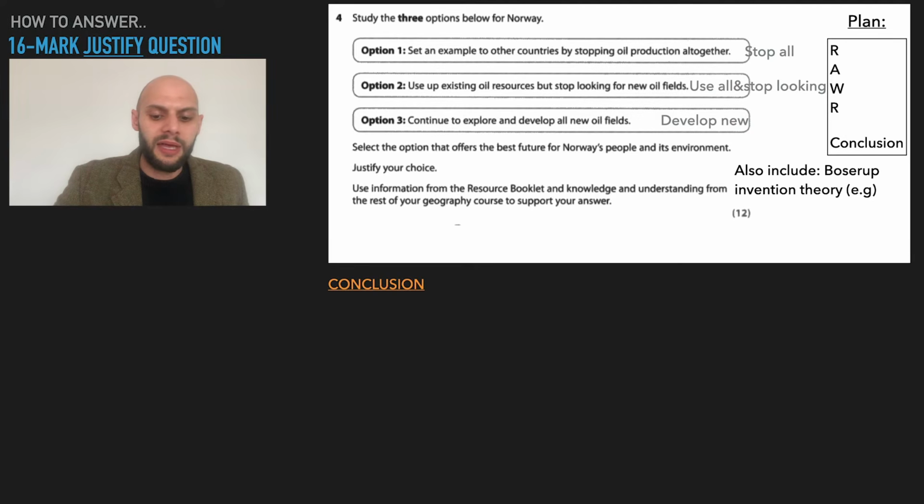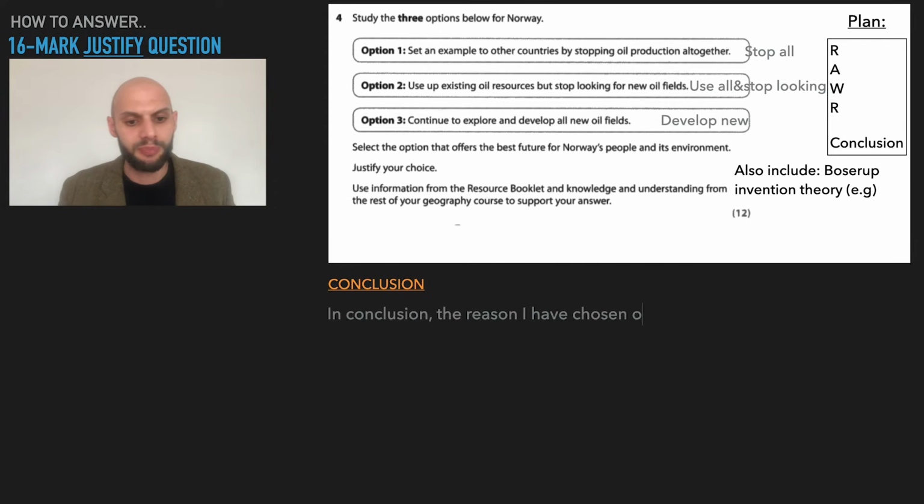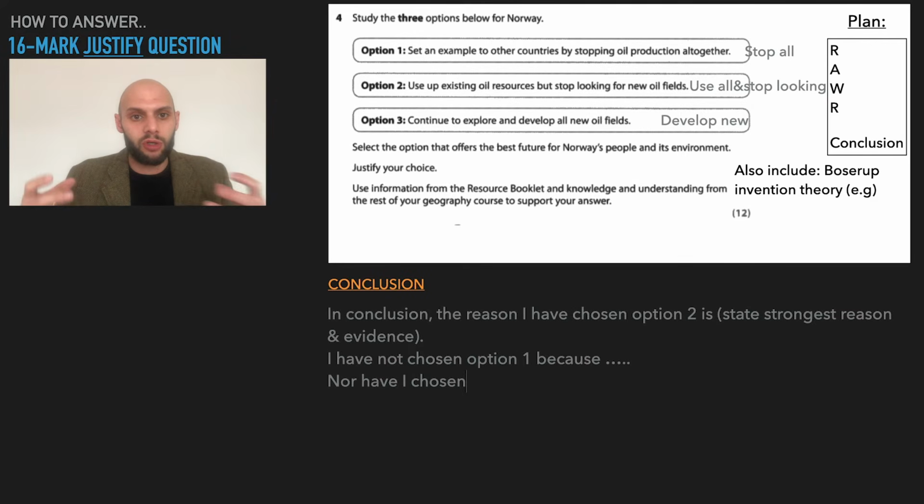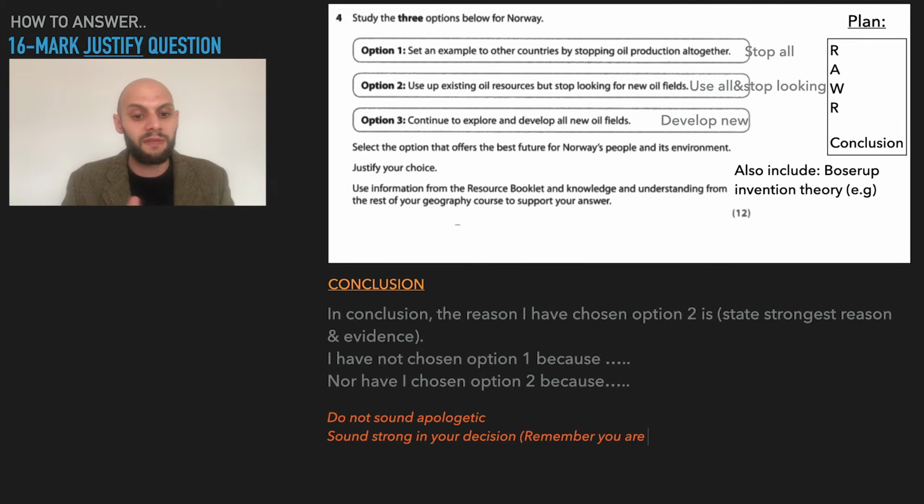Okay. Then a conclusion. Everyone asks me, what should I include in my conclusion? This is what you should do. In conclusion, the reason I have chosen option 2 is, then state your strongest reason and the evidence you used. Then your next sentence or so is going to be, I have not chosen option 1 because, give me the main evidence or the reason, nor have I chosen option 3 because, and then give me the evidence. Okay, so you've summarized it in conclusion. Do not sound apologetic, sound strong in your decision.